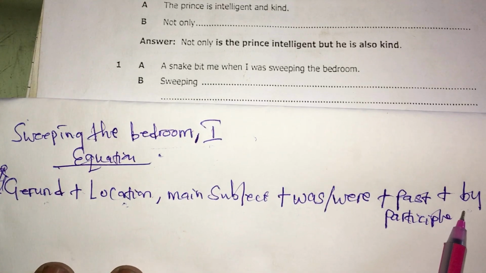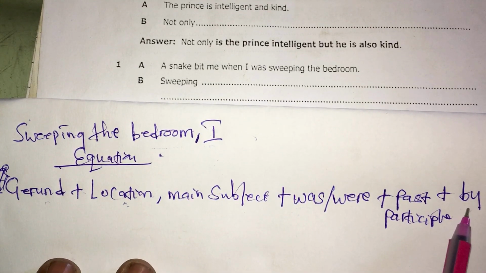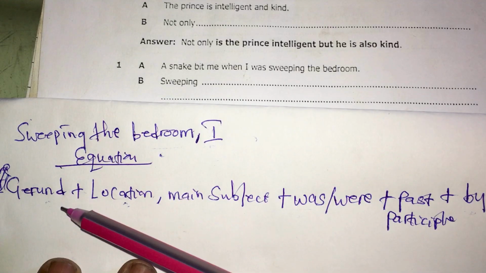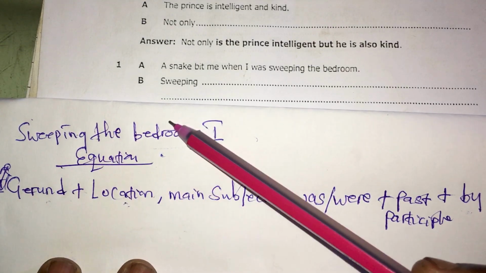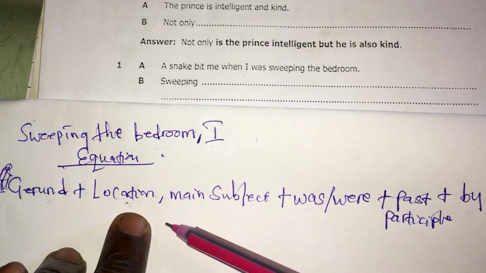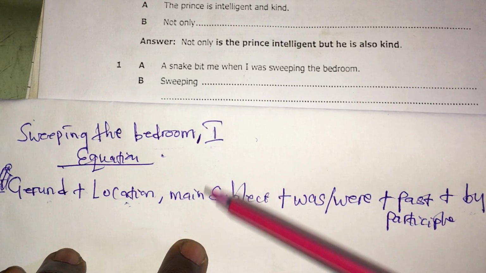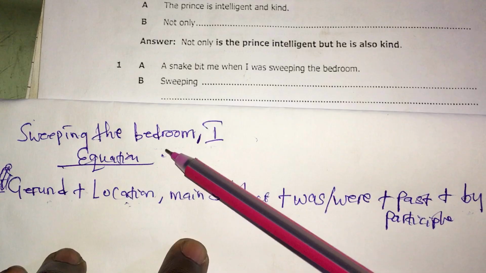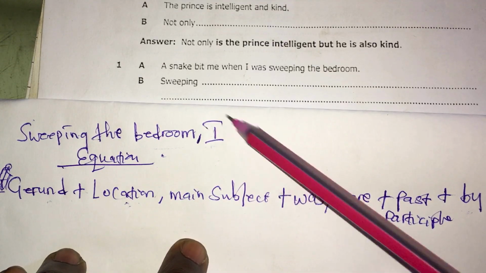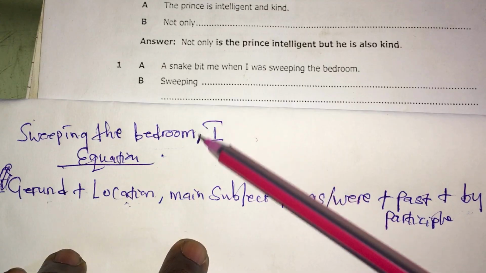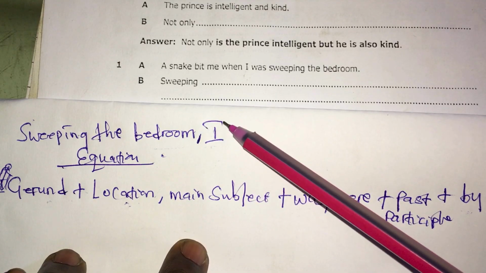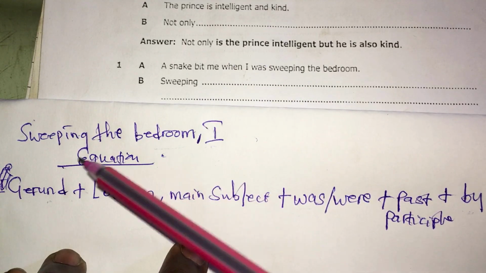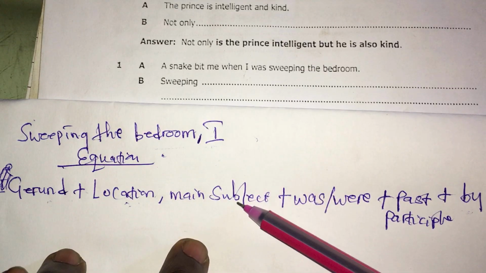Now let us use this equation in order to answer the question. If you check, here we have sweeping. Sweeping here represents a gerund. Then we have the bedroom, which represents the location, then comma, then we have the main subject. The main subject here simply means the person who was performing an action. Now it says sweeping the bedroom. Who was sweeping the bedroom? Then here you are going to write I. If there was a name of a person, we would have written the name of the person. So here it's I, because in the sentence it was me. We cannot say me. We have to change me to I. So sweeping the bedroom, comma, I represents the main subject.